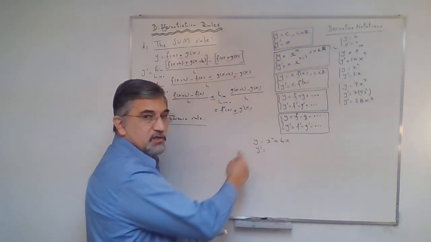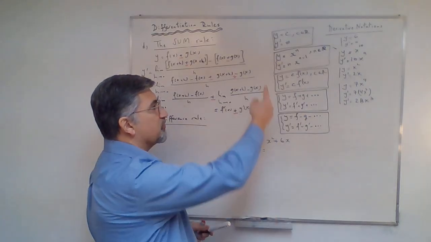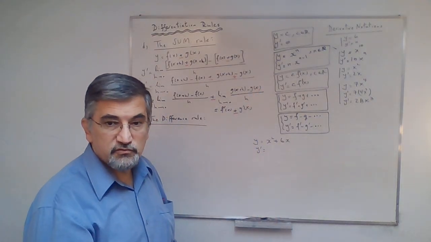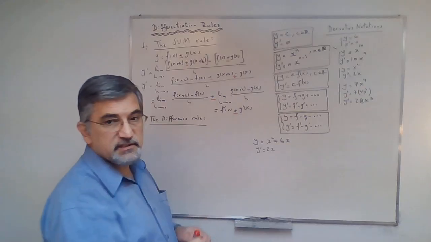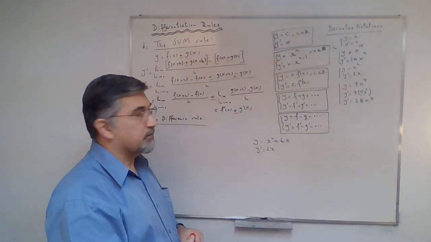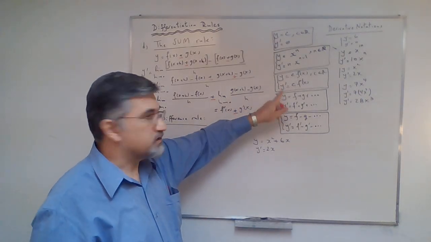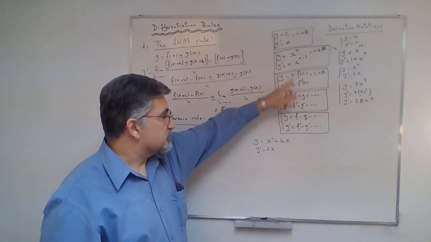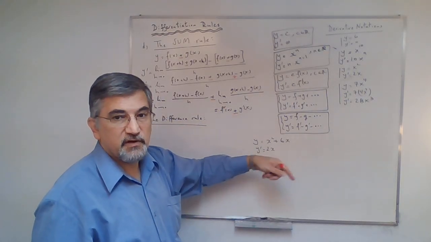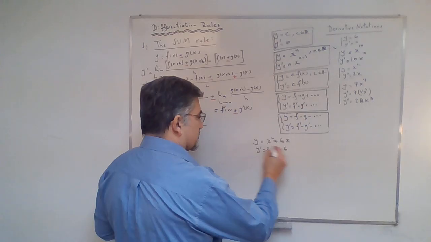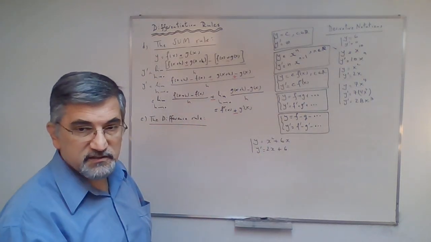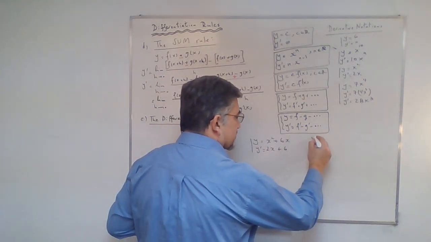What is the derivative of x squared? Well, you have to apply the power rule of the derivatives. So that would be 2x. And the derivative of 6x, well, you have to apply the constant multiple, because 6 is a constant times the derivative of x. The derivative of x is 1. So 6 times 1 is 6. So the final answer is going to be 2x plus 6, and that is the final answer. More examples.